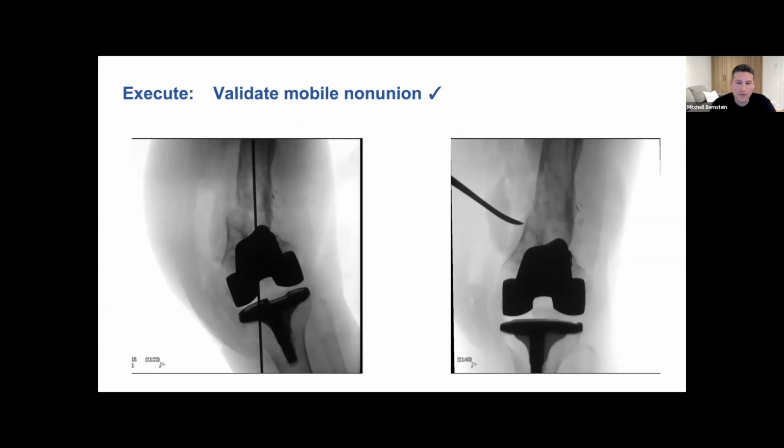So same thing, Tim, for you. I'm validating this is a mobile non-union. I want to check that out in the OR, just making sure that's mobile.